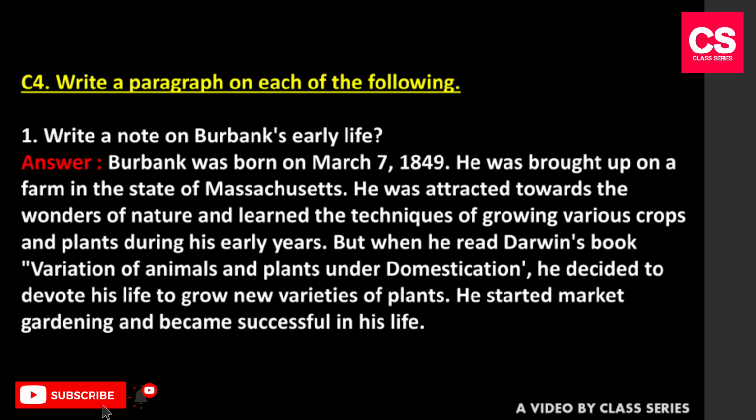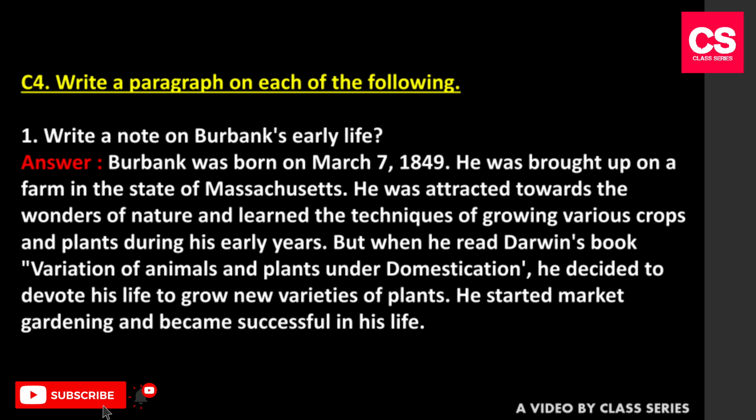Let's move on to our next segment, that is C4. Write a paragraph on each of the following. Our first question is, write a note on Burbank's early life. The answer is, Burbank was born on 7th of March 1849. He was brought up on a farm in the state of Massachusetts.